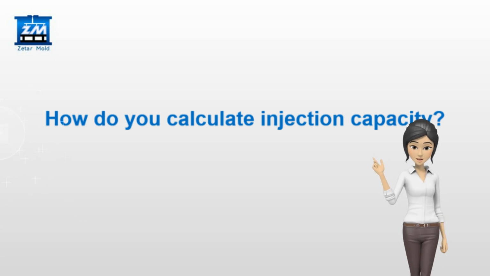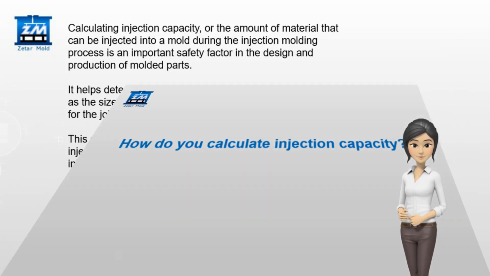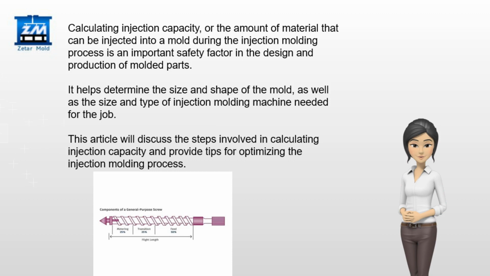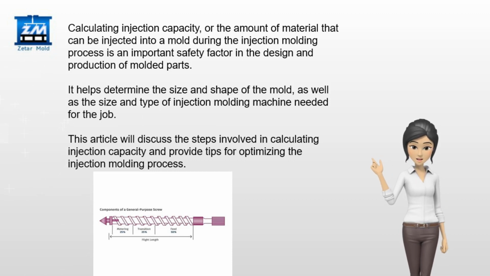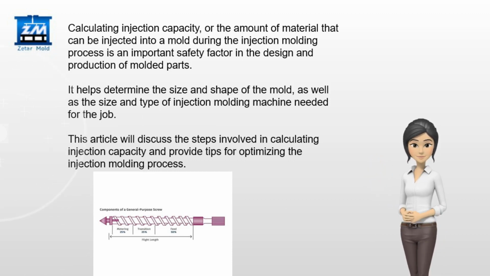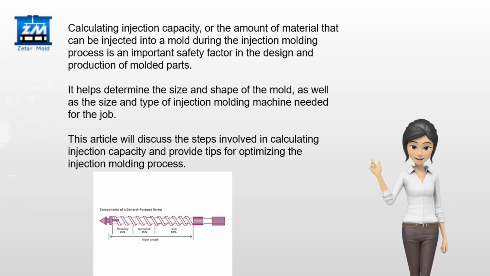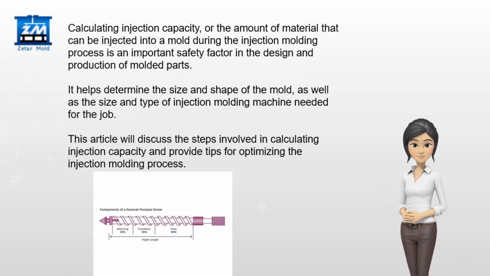How do you calculate injection capacity? Calculating injection capacity, or the amount of material that can be injected into a mold during the injection molding process, is an important safety factor in the design and production of molded parts.